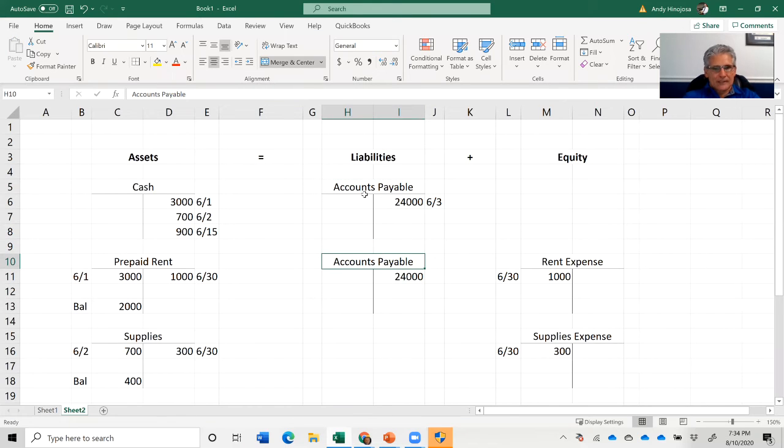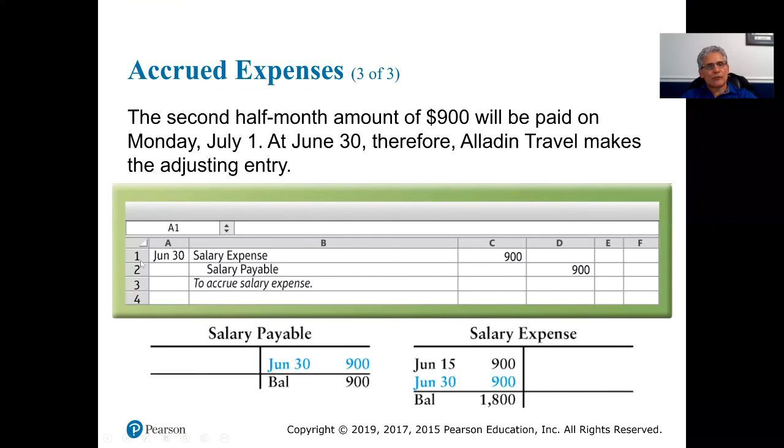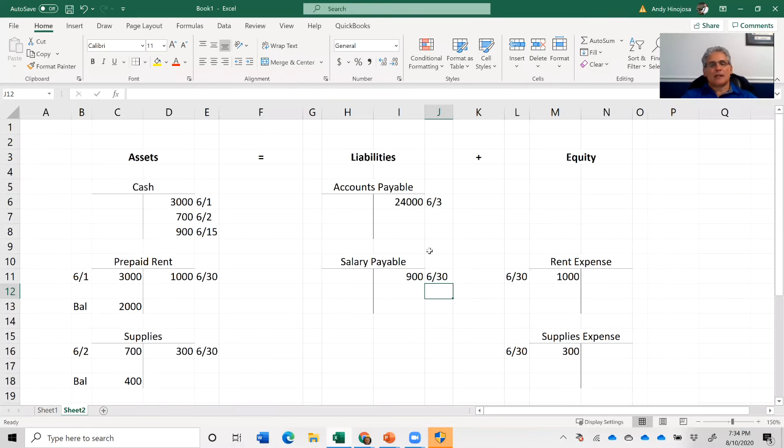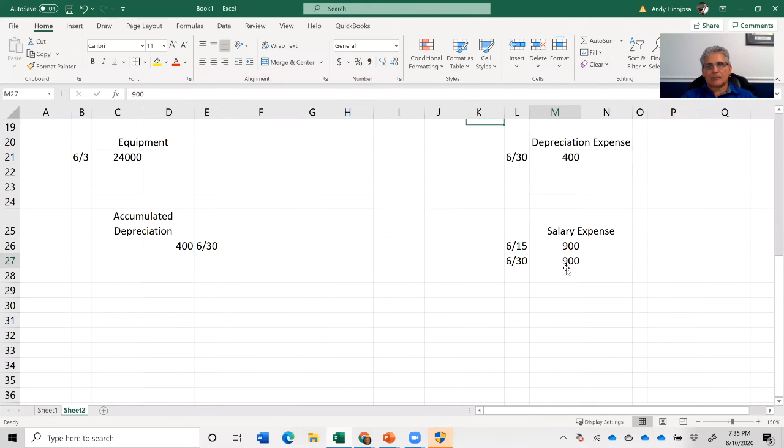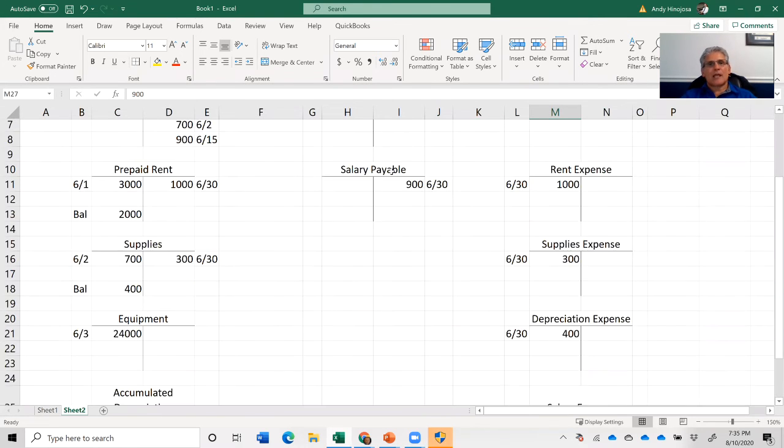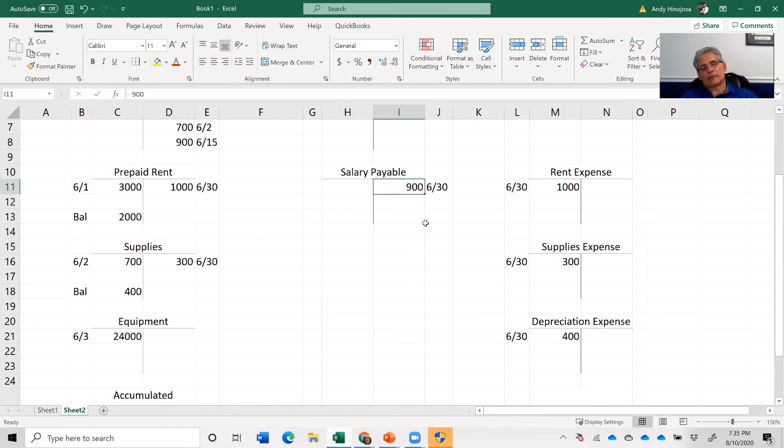Why? Because it's owed. We owe salary payable. We owe that money. How much do we owe? We owe the $900 that we've incurred. So the journal entry, just to review, is a debit to salary expense and a credit to salaries payable. That journal entry is then posted to the ledger, and the ledger, represented by these T accounts, shows the debit to salary expense for $900 and a credit to salary payable for $900.